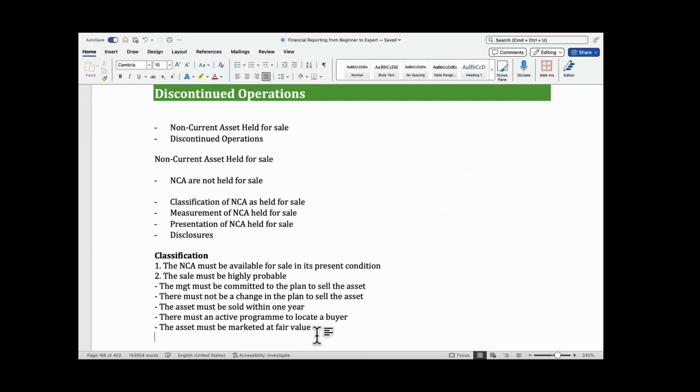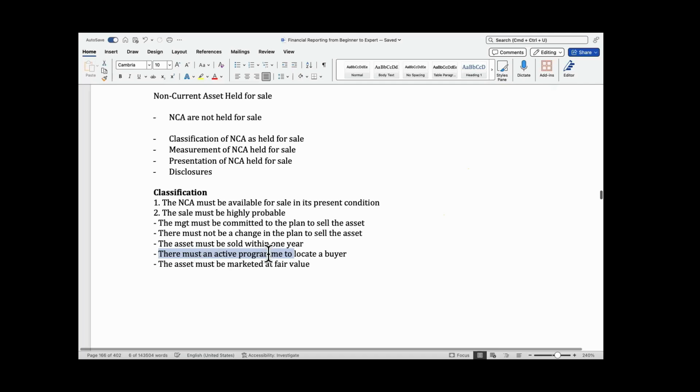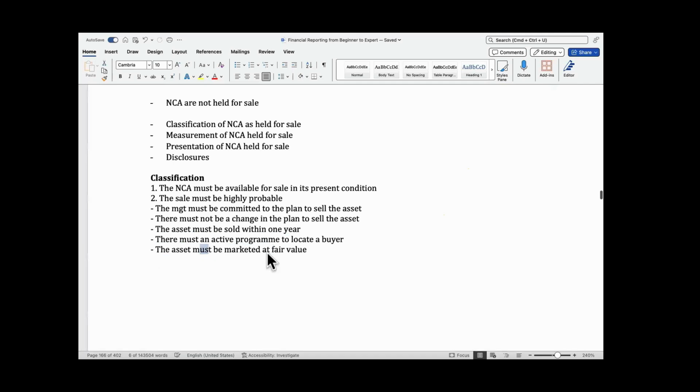And you must be doing marketing. There must be an active program to locate a buyer. When you're doing your marketing, market it at a price that is reasonable. So these are the conditions that must be met before you can classify an asset as held for sale.